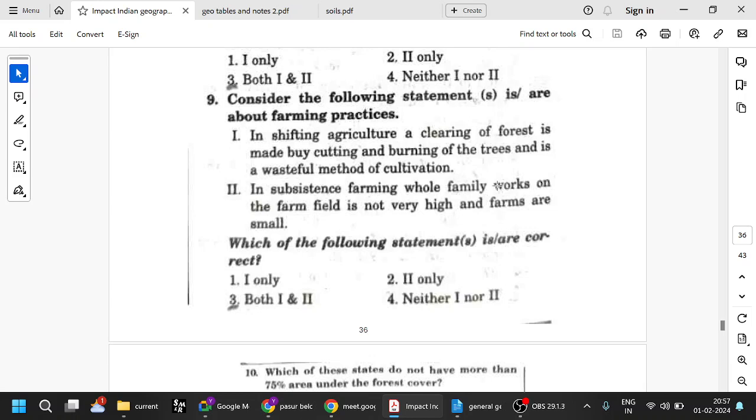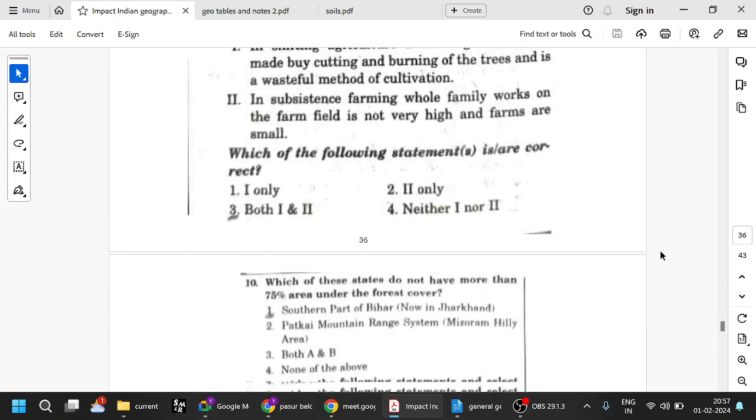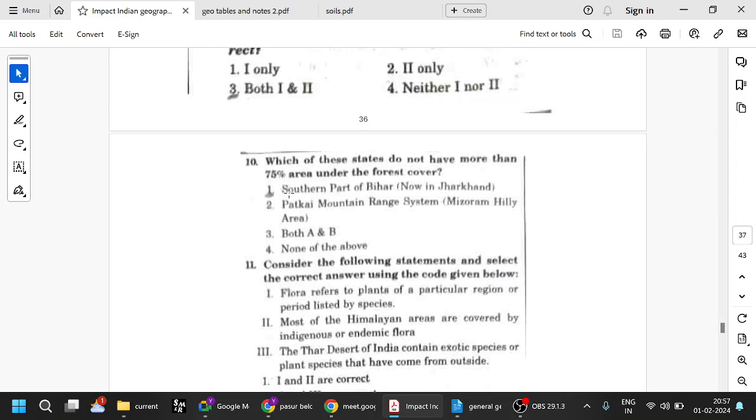So in subsistence farming, the whole family works on the farm field. The yield is not very high and farms are small. So subsistence means just enough for feeding your family. So the fields are very small, farms are very small, and the whole family works to produce a little bit of rice, a little bit of vegetables, pulses. And that is enough for their subsistence, for their general livelihood. So both one and two. So let us start with the tenth one.